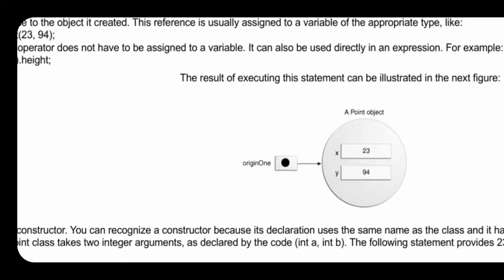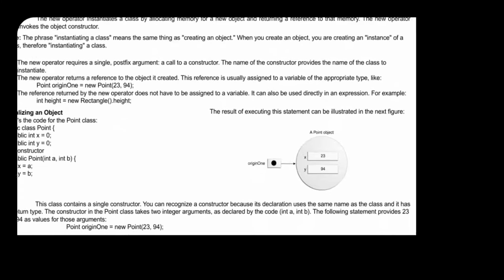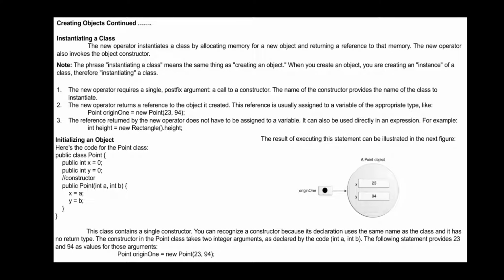So origin1.x (23), origin1.y (94) means origin1 is the part of your class called Point, which is going to act as an object to access the data members of the particular class itself. The reference returned by the new operator does not have to be assigned to a variable. It can also be used directly in an expression.